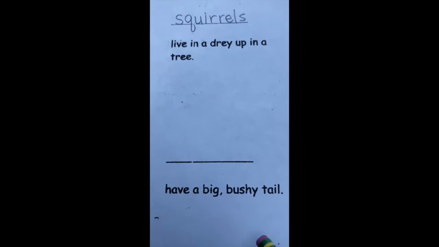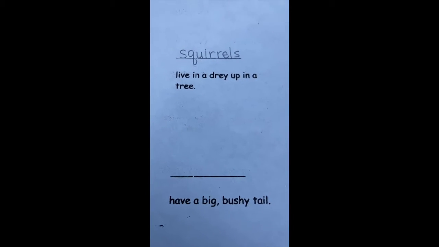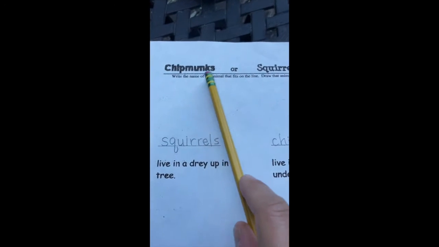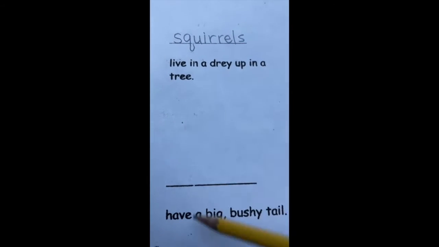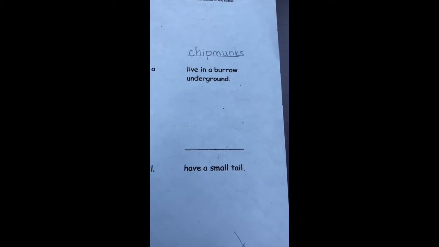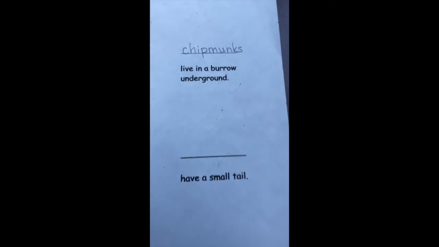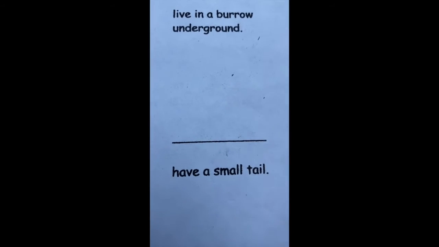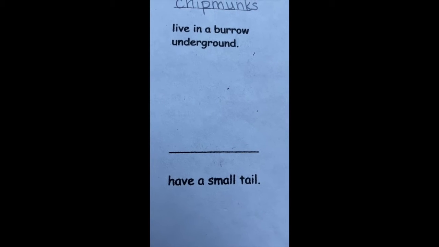Our next question. What has a big bushy tail? Do chipmunks have a big bushy tail or squirrels? Yes, it's squirrels. So again, just like up here, you're going to write squirrels on this line. And what has a small tail? You guessed it, chipmunks. So now we'll write chipmunks. And then after that, we will begin to draw the critters.